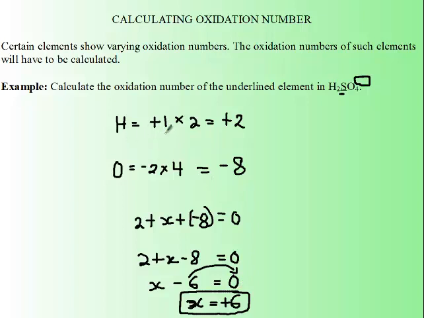We first found the oxidation state, or oxidation number of the 2 hydrogen atoms. That gave us +2. The 4 oxygen atoms gave us -8. We added everything up and then equated to 0. 2 take away 8 is -6. You send -6 across the equal sign, and then it becomes a positive number. So sulfur over here has oxidation number of +6.